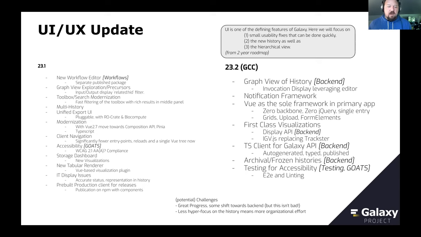For the storage dashboard, we want new visualizations, D3-based stuff to actually see where all of your stuff is. This might be tree maps, probably starting as a simple pie chart or something like that. You can click through and actually see what's consuming your history or your storage space.